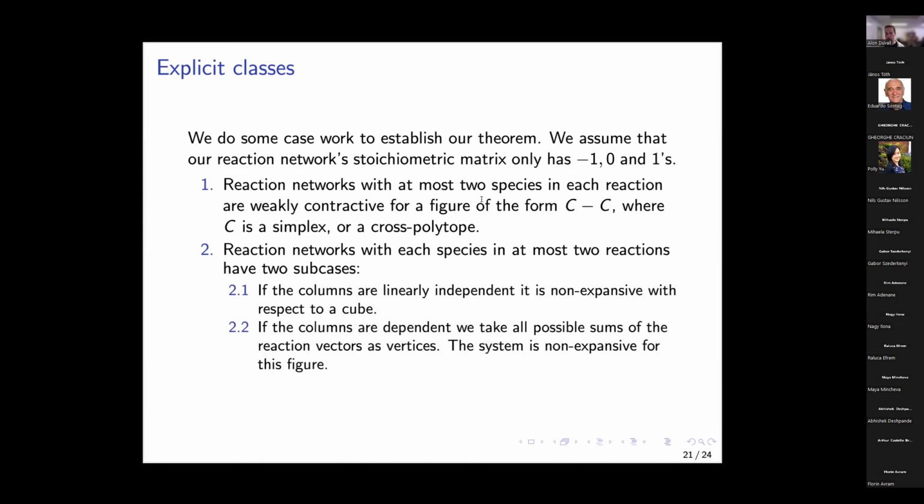If the columns are dependent, then it looks a little bit funkier. As vertices, you can take all possible sums of reaction vectors. So you have a sequence of column vectors, the reaction vectors, and for each one, include it or don't include it in a sum, and take all possible choices. That figure will also turn out to work. And so these are all the cases: the cross polytope or difference of the simplex, and the duals of these, the cube and this other kind of figure.